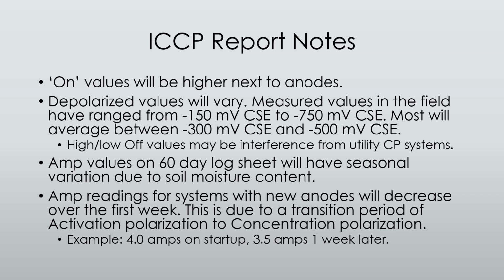Amp values on a 60-day log sheet will have a seasonal variation, like I talked about, due to soil moisture content. If you're in an area with high groundwater influence, this will be even more pronounced. Amp readings for systems with new anodes will decrease over the first week. This is due to a transition from activation polarization to concentration polarization. Again, I'm not going to get into the specifics of that, but due to how a system polarizes, you'll have higher amps on startup, and then the system will reach a steady state, and you could go down to say 3.5 amps a week later.